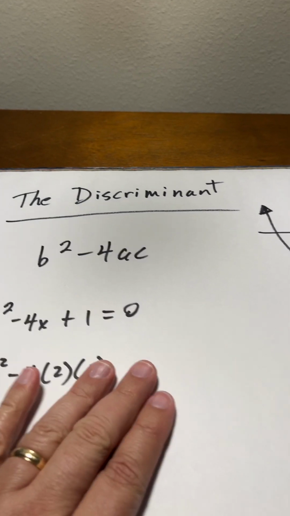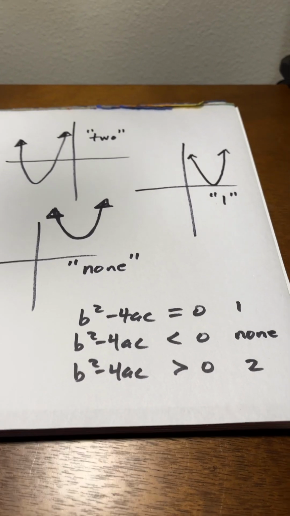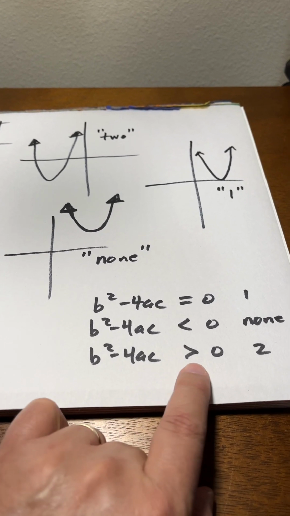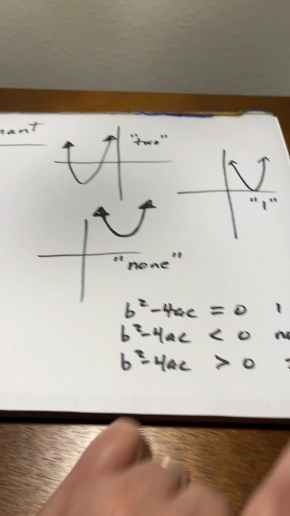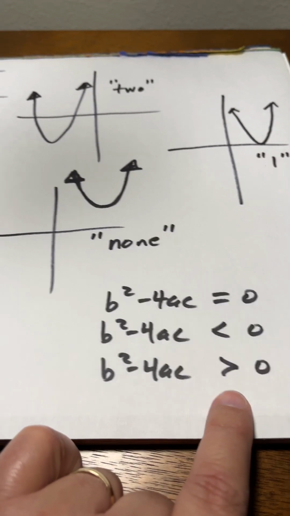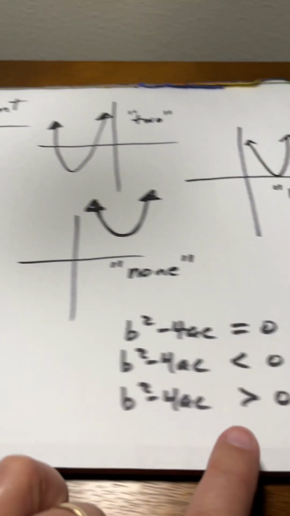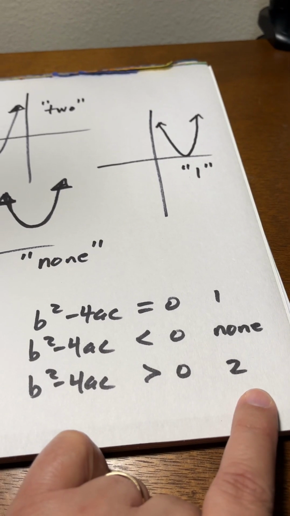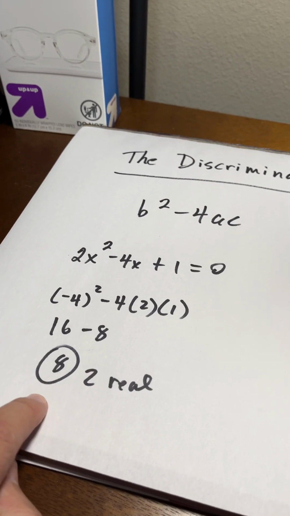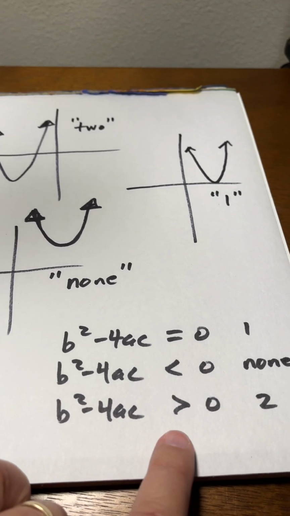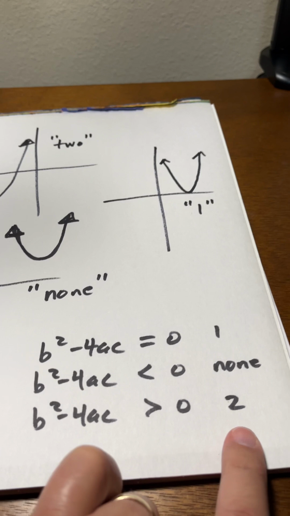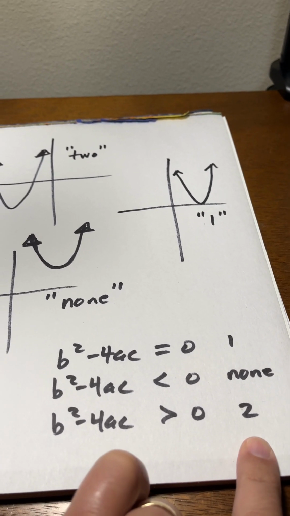So here's the chart. So when you do b squared minus 4ac, if that's bigger than 0, it means you have two real solutions. That's what happened here. This is greater than 0. 8 is greater than 0, so that's why it's two real solutions. It doesn't mean that 8 is a solution. It means that it's greater than 0. The discriminant was greater than 0, so we know that it has two real number solutions.